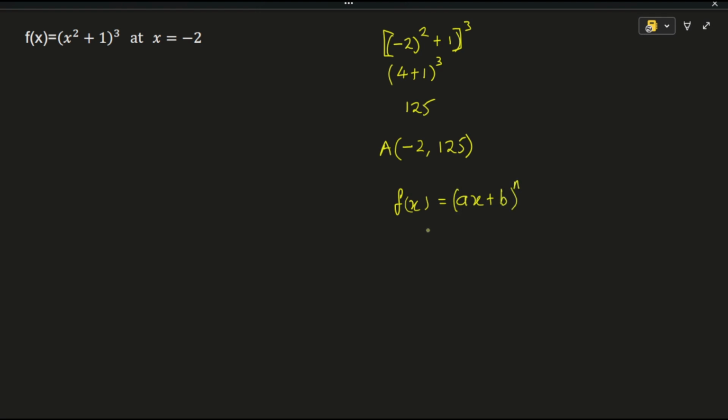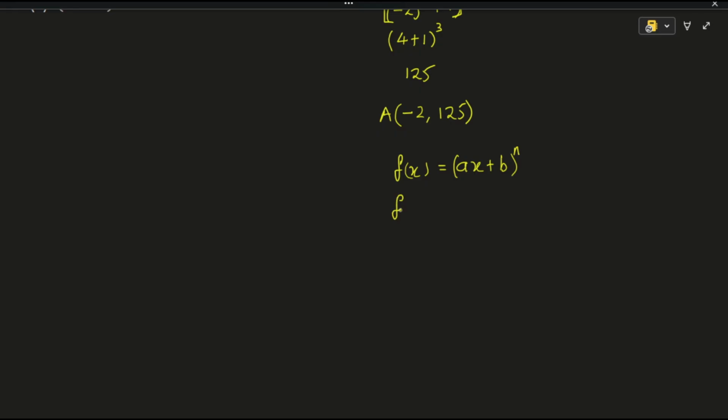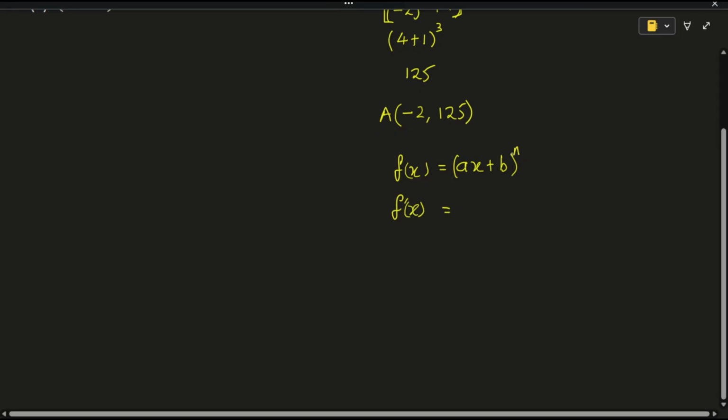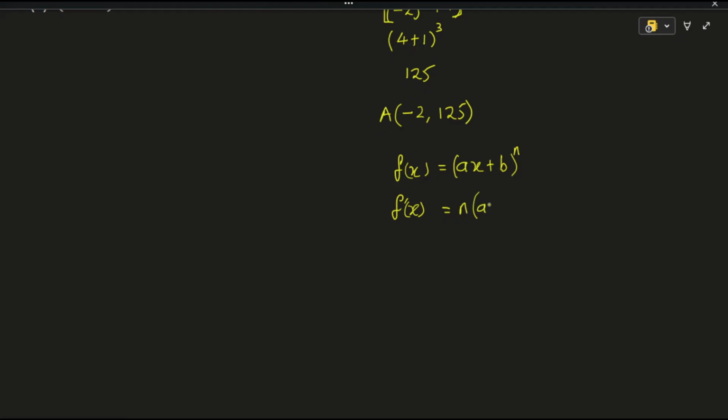Now, our function is of the form to determine the derivative of such a function, we need to apply the chain rule method of differentiation. And by the chain rule, its derivative is given by, we bring down the exponent as a coefficient, we maintain what is in the bracket, we subtract 1 from the exponent, then we differentiate what is in the bracket.